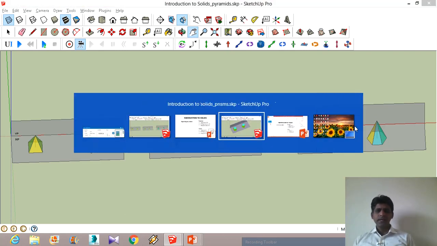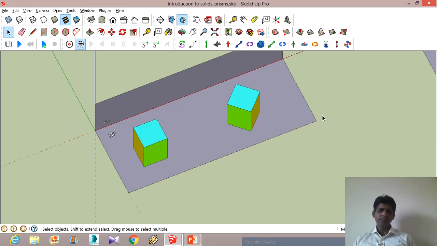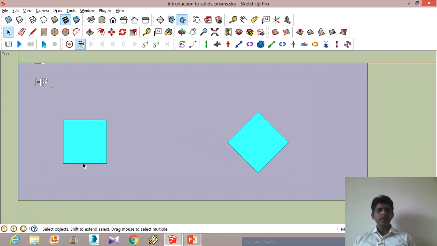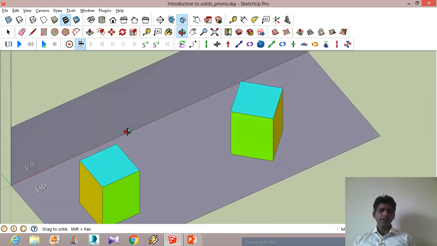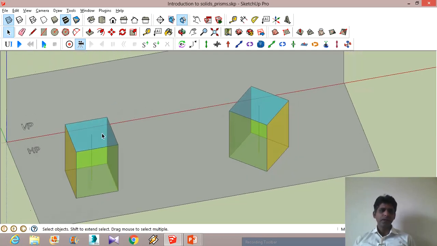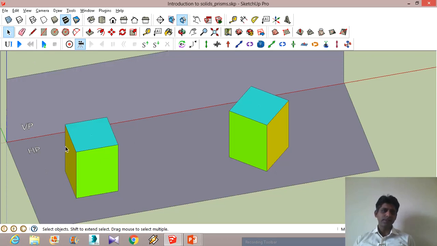Same is the case with prisms. This is a square prism. You can see that it is a prism, in fact. So it also has an axis. It has a top face and it has a bottom face, and it has these lateral surfaces. These lateral surfaces are similar to the walls of a room.